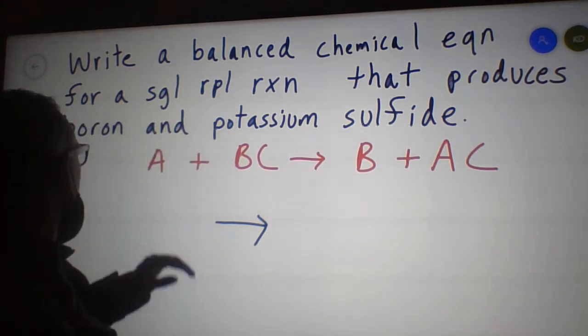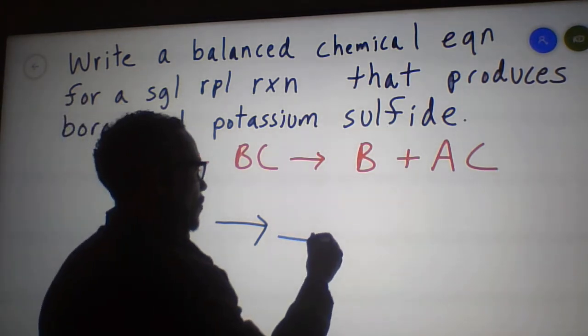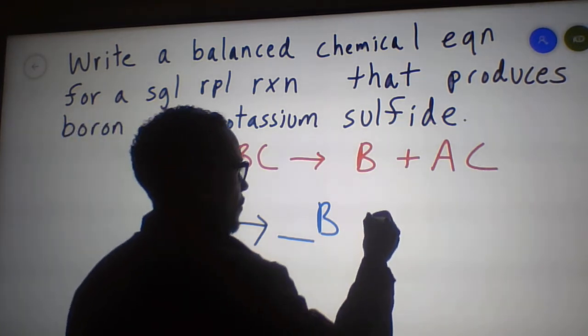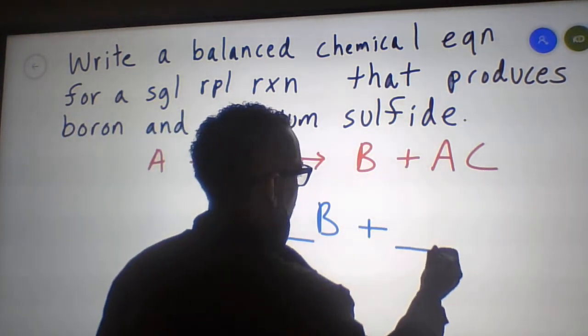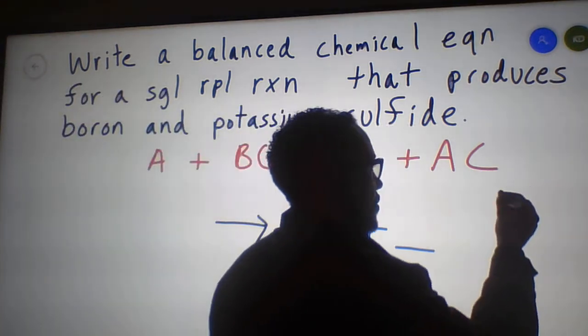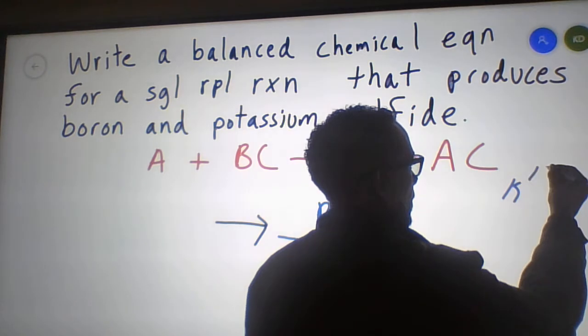Okay, got it. All right, so the first thing we have is boron. That's a metal. He can exist by himself. And then the next thing we have is potassium sulfide. All right, let me write the charges. I'm not going to skip any steps.